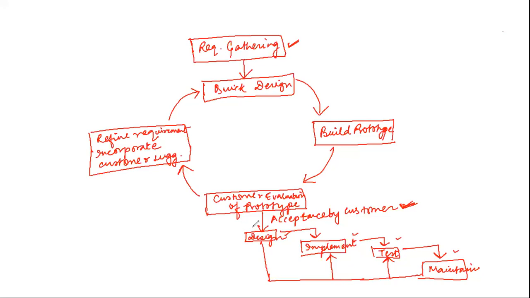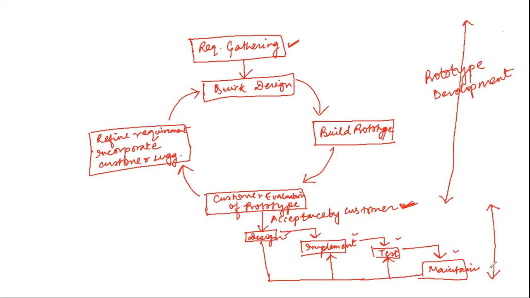Once the prototype is accepted, then you start working on your actual software. Then you design, implement, test, maintain, whatever you do, the phases related to the actual software development life cycle. Fine. So from this step till this step, this is the prototype development, right? And from this design phase to this phase is following the iterative classical waterfall model.